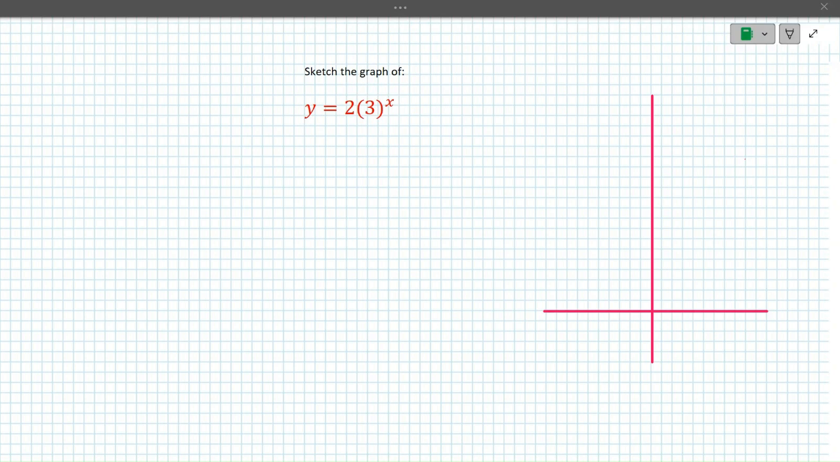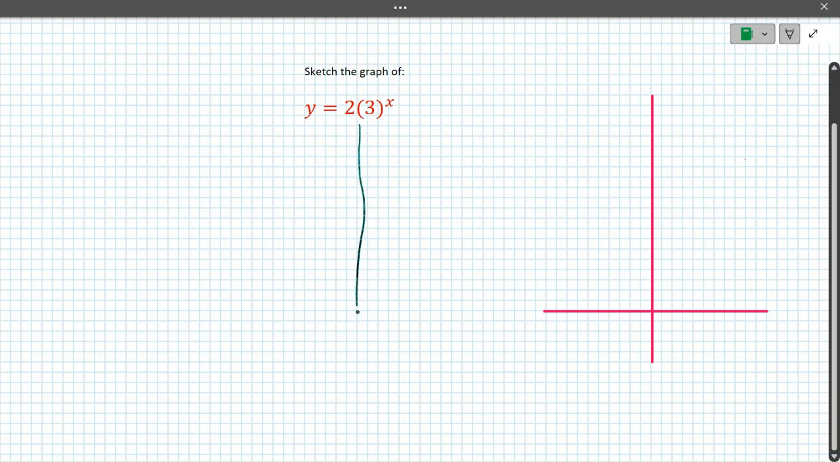So before we can sketch the graph, we actually have to have some points to plot, and that is where evaluating comes into play. Sometimes teachers tell you exactly what points to evaluate or what x values they want you to find the y values for. When you don't have that, you have to make the table yourself, and that's what we're going to do today.